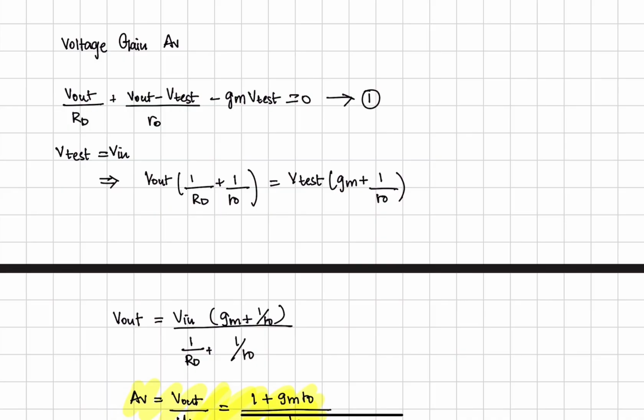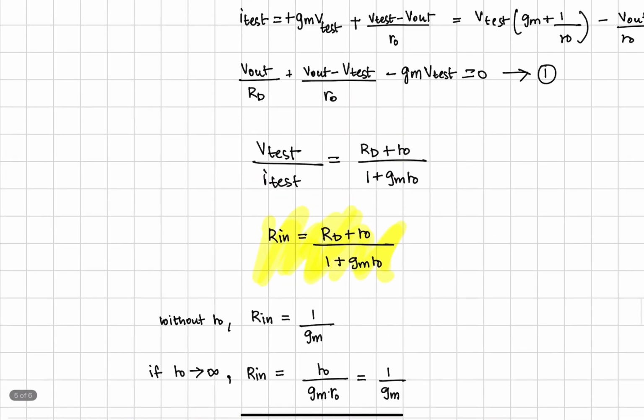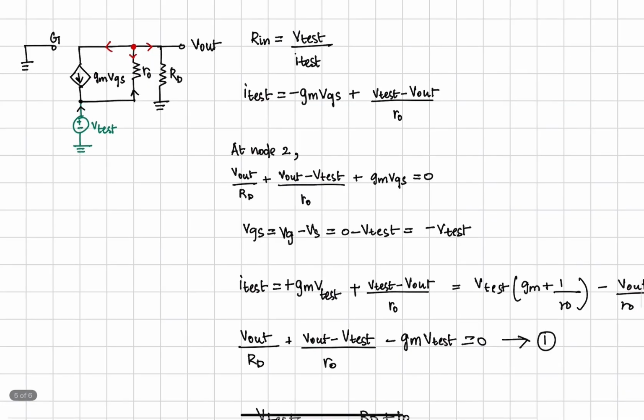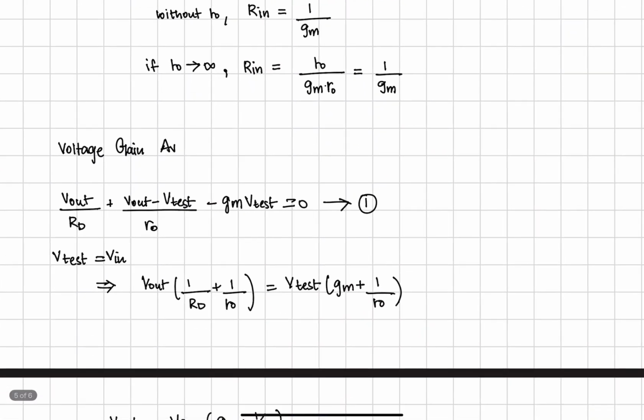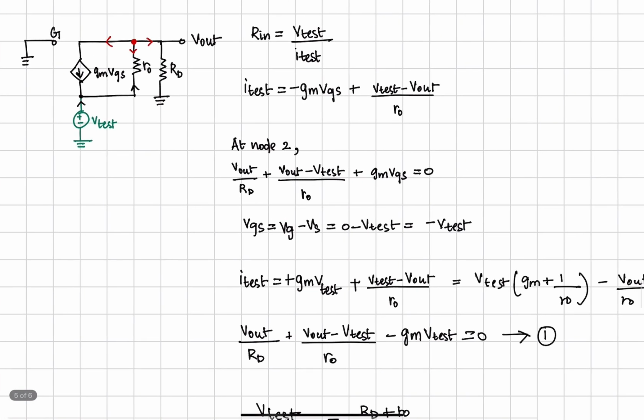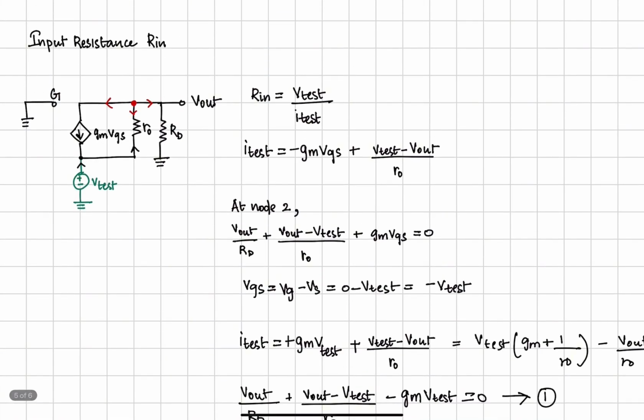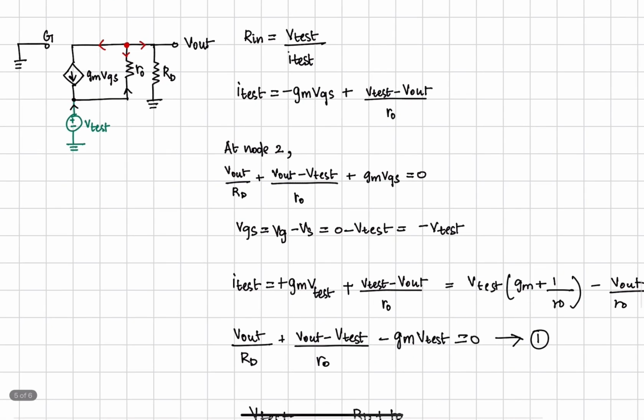Now if you take the equation number 1 that we derived, which is the KCL that we applied to node 2, I have rewritten the equation here. We can see that the voltage gain is basically V out divided by V in. So instead of the test voltage that we gave into the source terminal to find the input resistance, all we need to give is an input voltage at the source terminal to find the voltage gain. So essentially we can replace V test with V in.